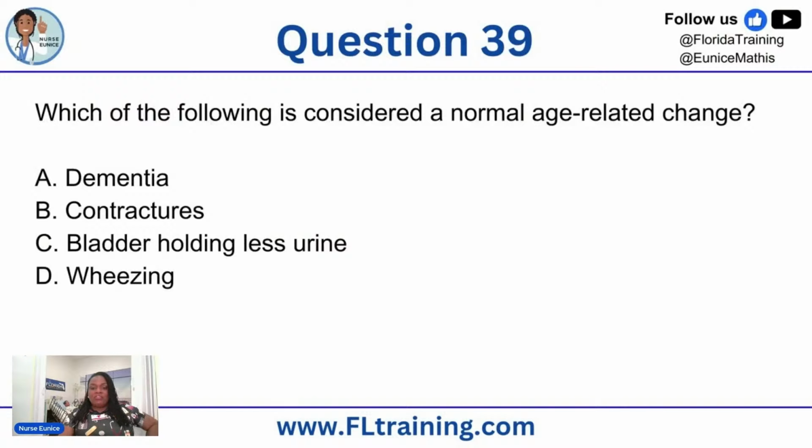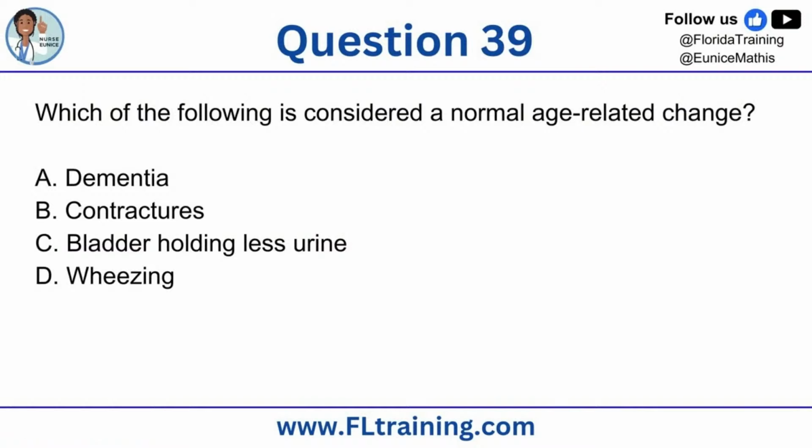All right, so question 39. Which of the following is considered a normal age-related change? Is it dementia, contractures, the bladder holding less urine, or wheezing? Which is normal?